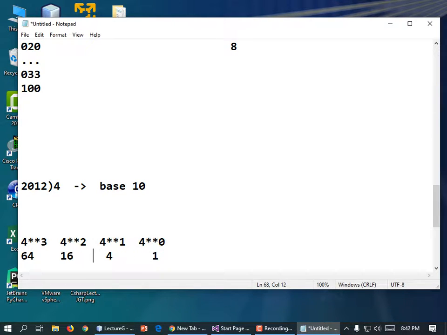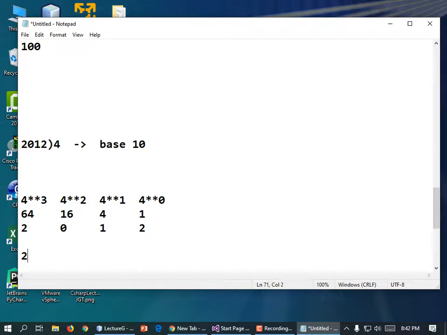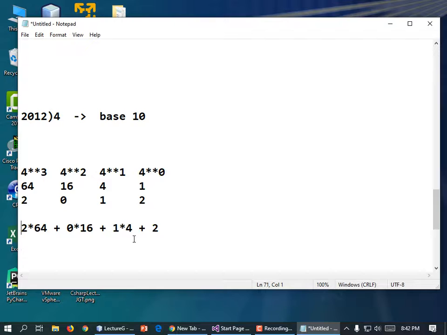Okay, so if we have that number, 2012, that means I'm going to change this to 2 times 64 plus 0 times 16. You see where I'm getting these numbers. Plus 1 times 4 plus 2. And then I could add that all up, right? Not 92, 64 doubled is 128 plus 4 plus 2, so that's 134. If I did that right, that's 134 in base 10.